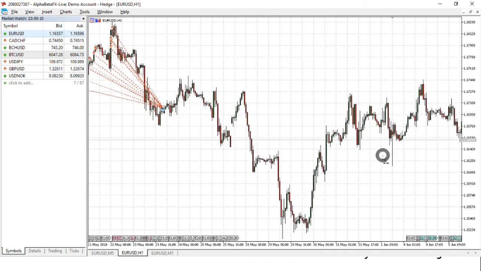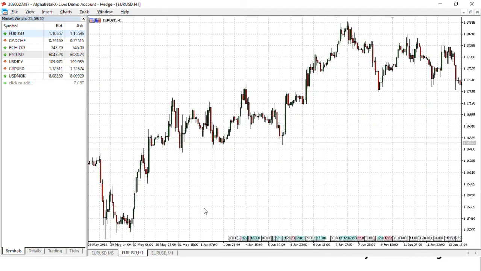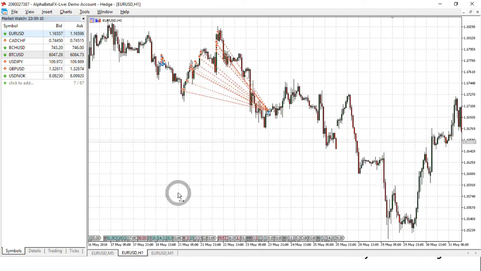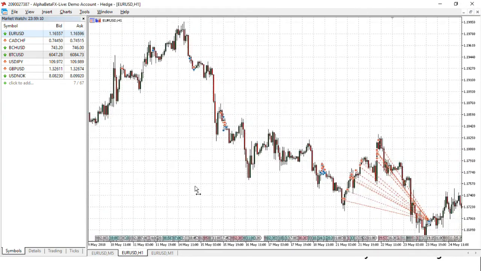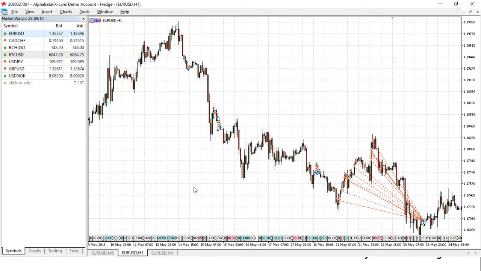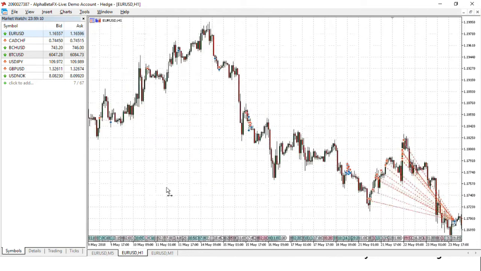I told you to look for these patterns only in a bullish or bearish market. Only if a strong bullish or bearish trend is arising in the market will you find these patterns. If it is a small consolidation, don't try to find this pattern. So this is the point we were talking about. Let's talk about this pattern now.